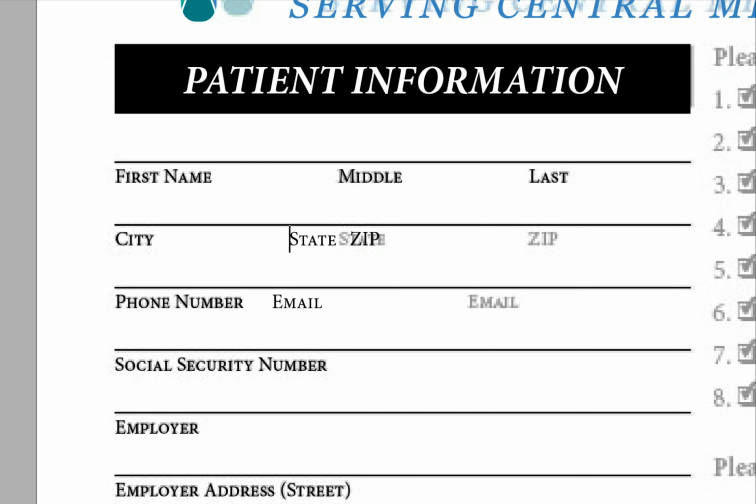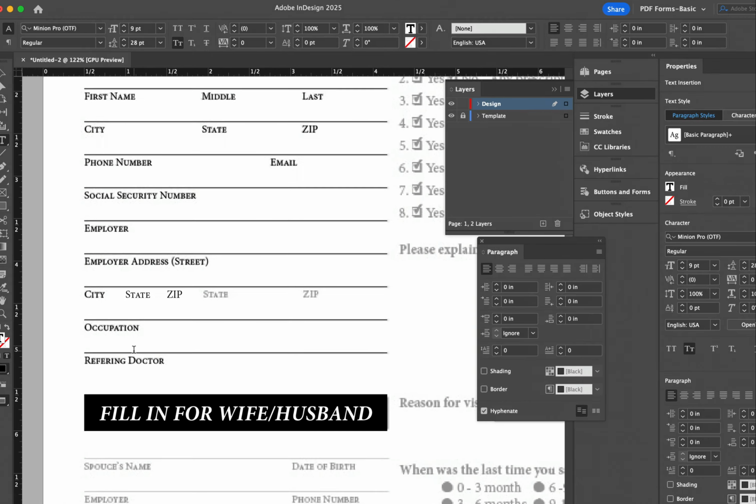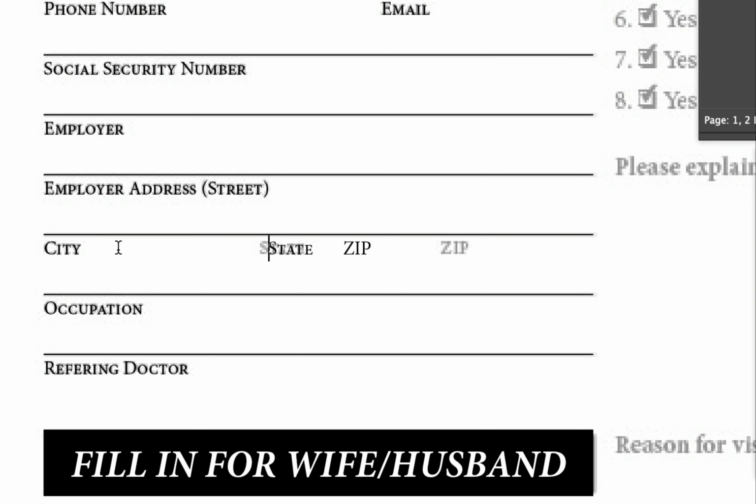Repeat the same process for, let's do it for state. So now state is aligned, and then zip, and then email. Again, either press the space bar or you can set tabs. And then finally, let's do it down here for city, state, and zip as well too. There's state, and then finally for zip.